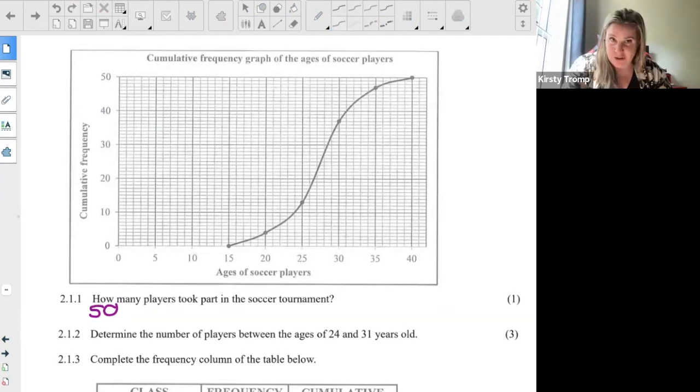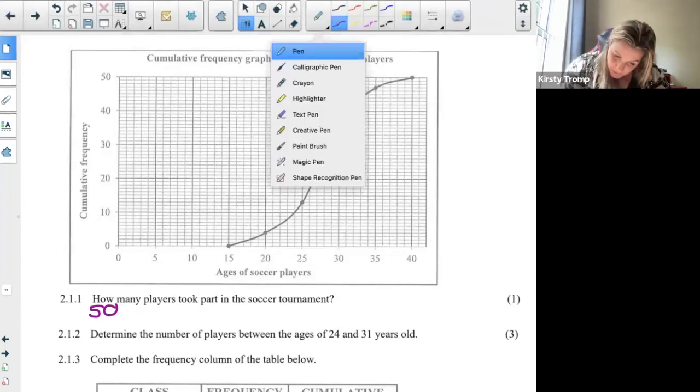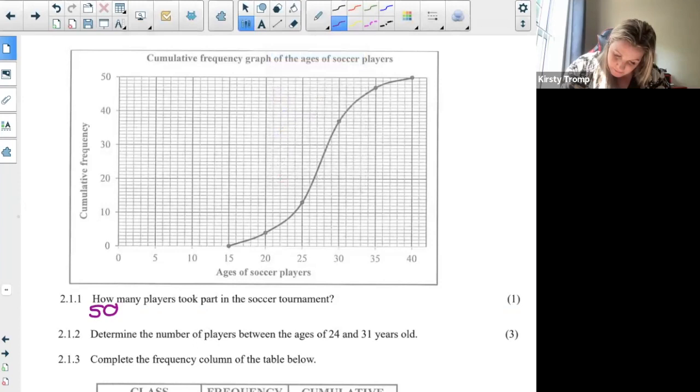So if I go look at my graph, I'm going to show you how to do it now. Sorry, guys, my screen's just a little bit frozen. So between 24 and 31, here we go. Let's carry on using purple. It's a nice color. So 24, there's 24, and it comes up to there. So I've got 10. I'm just going to scribble 10 down there.